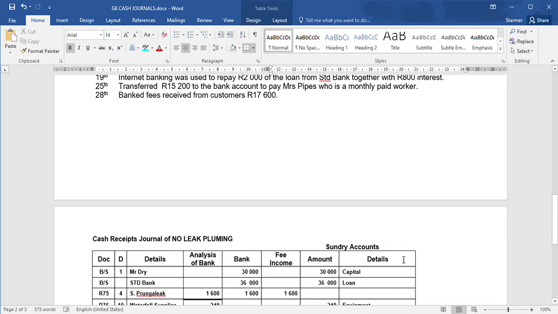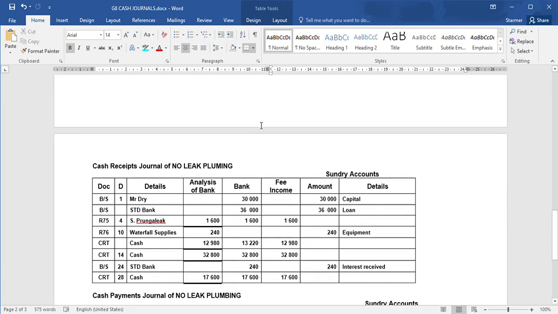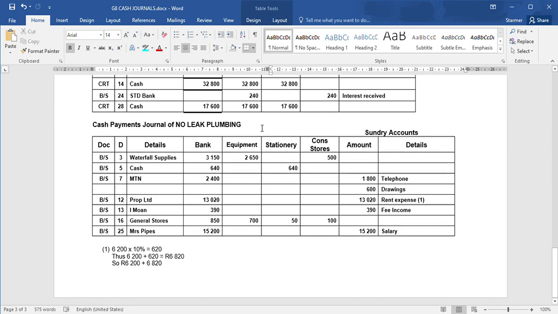Alright, and then bank fees received from customers, 17,600. So that's going to go in your cash receipts journal. 17,600. The money came to the business and the money was deposited into the bank, and that was for fee income.